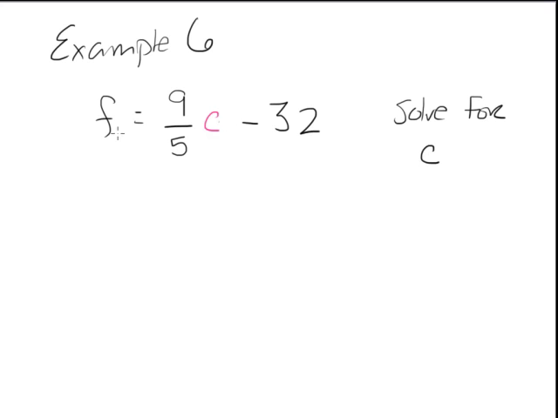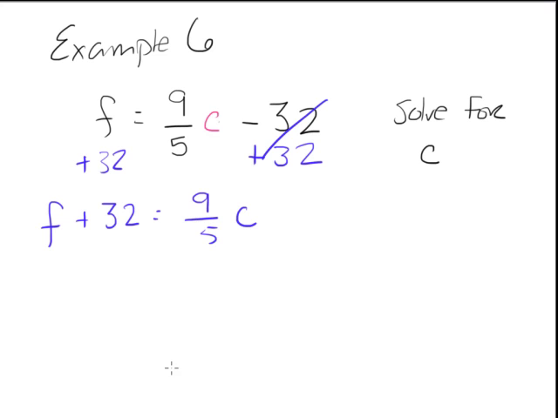Alright, so here I have f equals 9 over 5 c minus 32. And I have to solve for c. So what I'm going to do then is I'm going to keep c on the right hand side. So I'm going to take away this negative 32 by adding 32 because I have to do the opposite. What you do to one side you must do to the other side. So I'm going to have no more negative 32 on the right hand side, and I'm going to have f plus 32 equals 9 over 5 c.